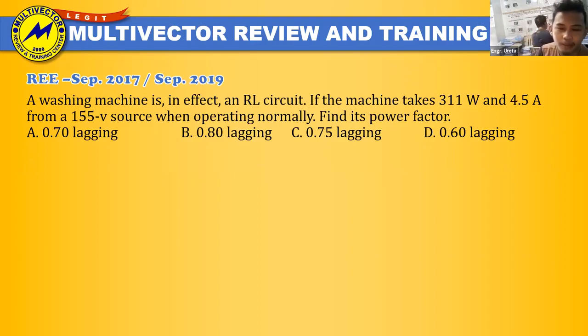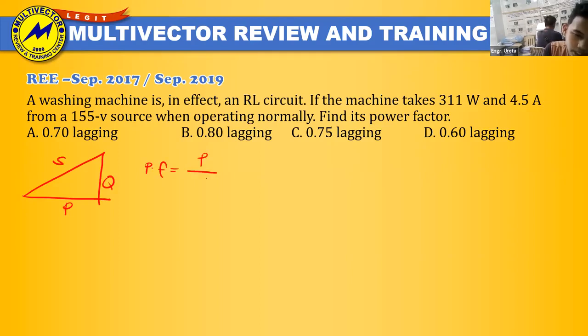What we are looking for is the power factor. Based on the power triangle of P, Q, and S, our power factor is just the ratio of P and S. We already have P, which is 311. Our S can be computed as current multiplied by voltage, just the magnitude of the apparent power. The current is 4.5 ampere, while the voltage is given as 155.